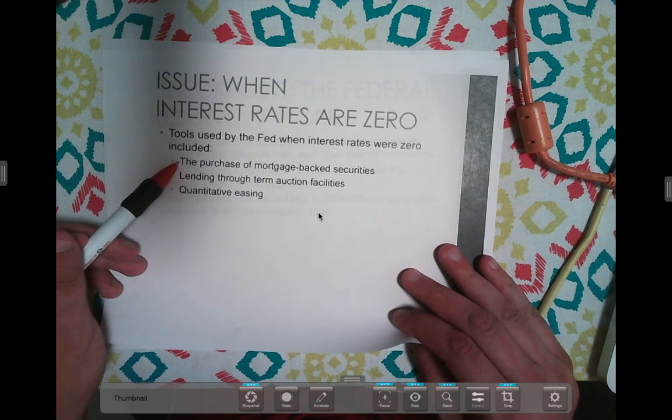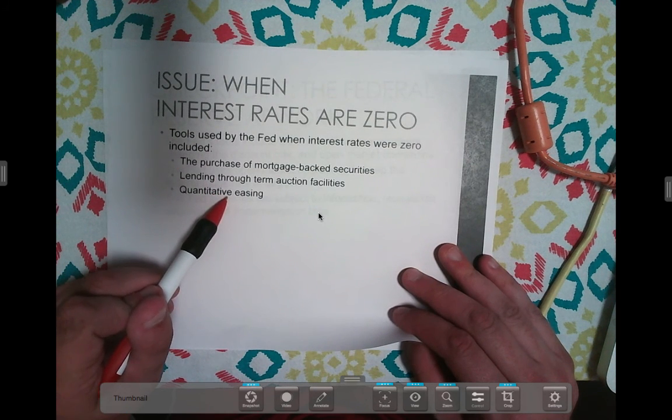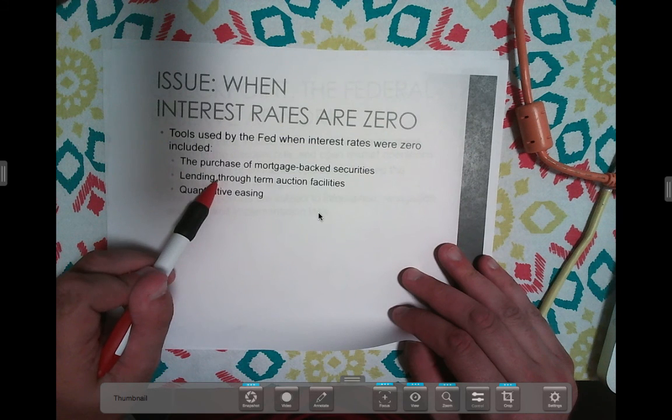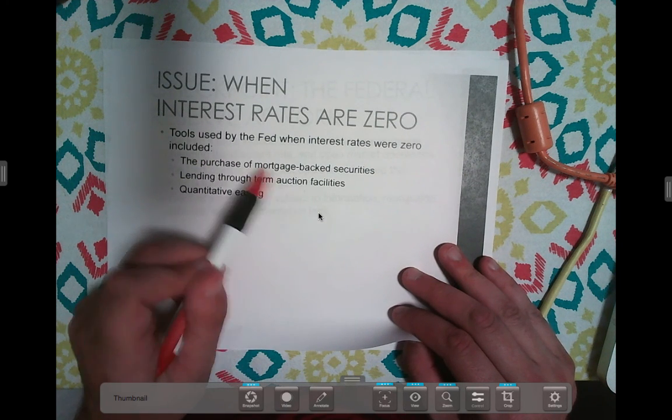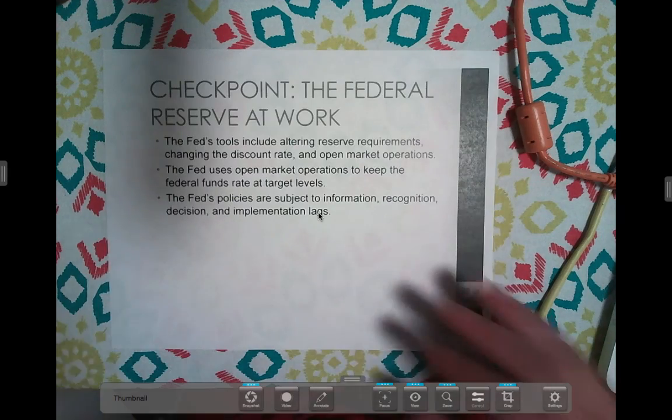Those new tools would be things like what's called quantitative easing, or QE. There would also be some lending through some auction facilities. That would be auctions for existing debts. And they're actually starting to buy mortgages as well.